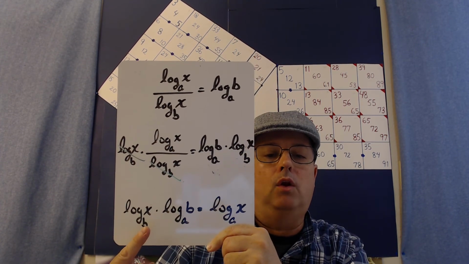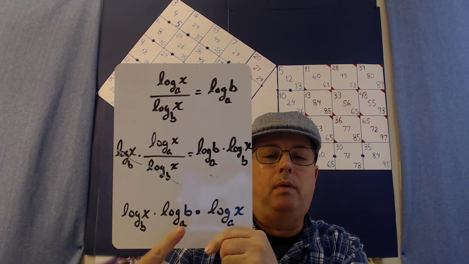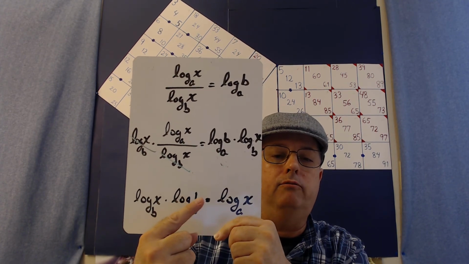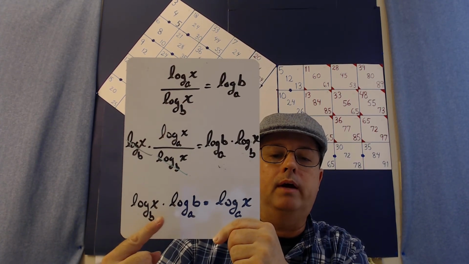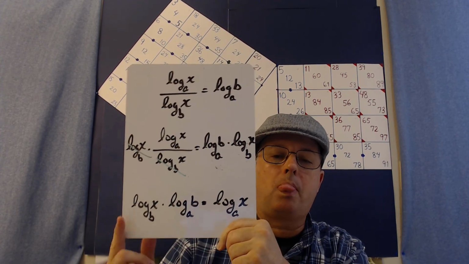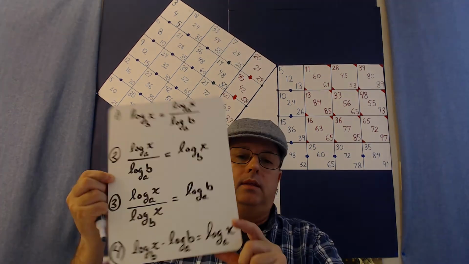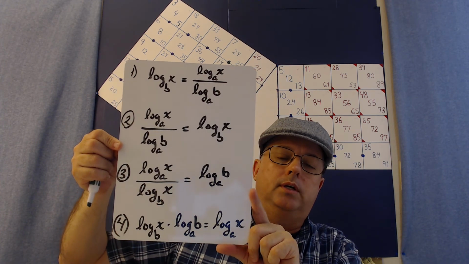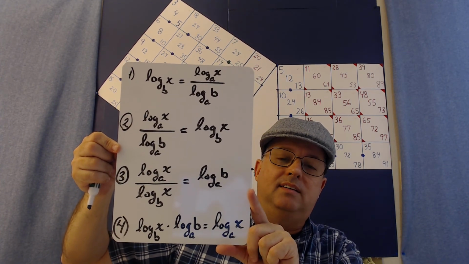Okay, so if I have the log base b of x and I multiply it by this adjustment, the log base a of b, then this b of x becomes a of x, log base a of x. All right, so there are some different ways of looking at the change of base property. And so now we're going to use some of those ideas in the next video.